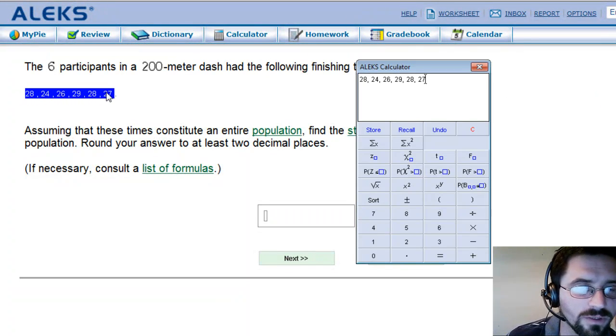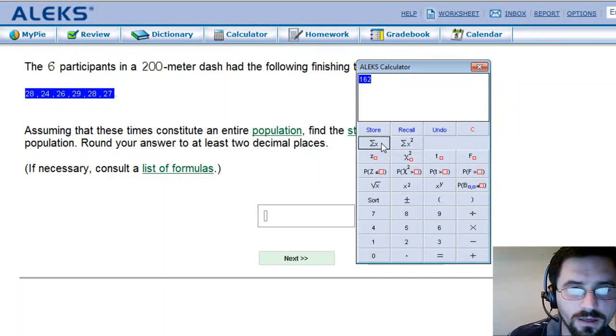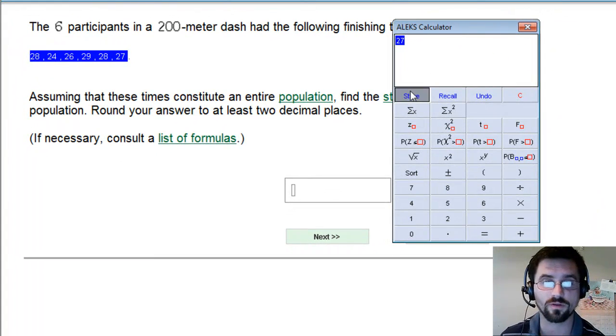Let's find the mean first. We do that by clicking and dragging, hitting the summation button, and then what? We divide by the population size, which is 6. So our average is 27. Now we can store that, and it's in there. So if I hit recall, you see 27.